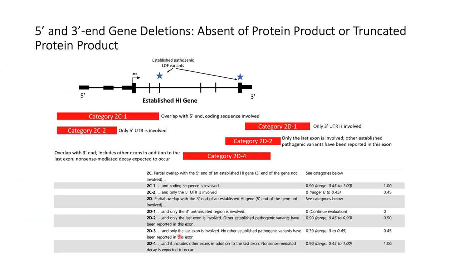Okay, so for 5' and 3' end deletions, what we have to prove is whether this deletion would lead to an absent protein product or a truncated protein product. And this is part of the rubric that entails.